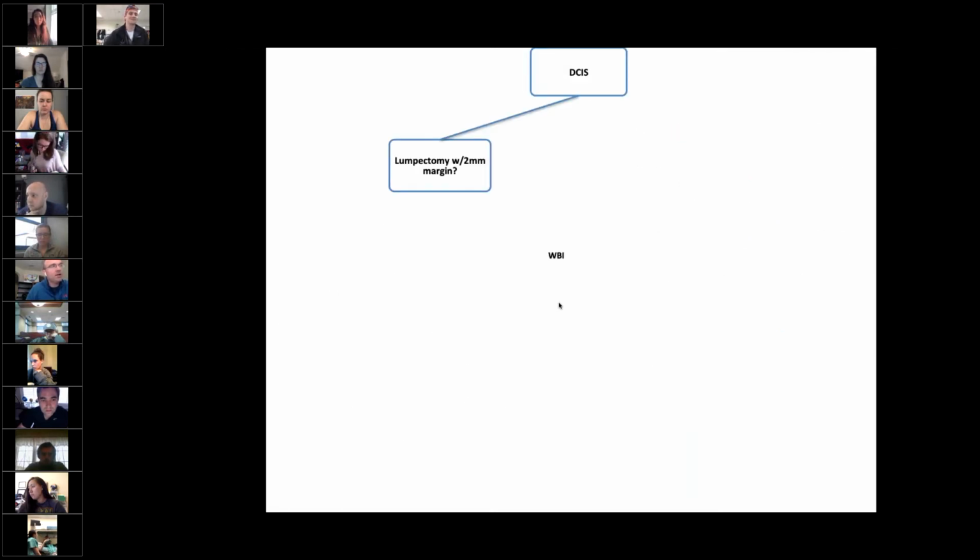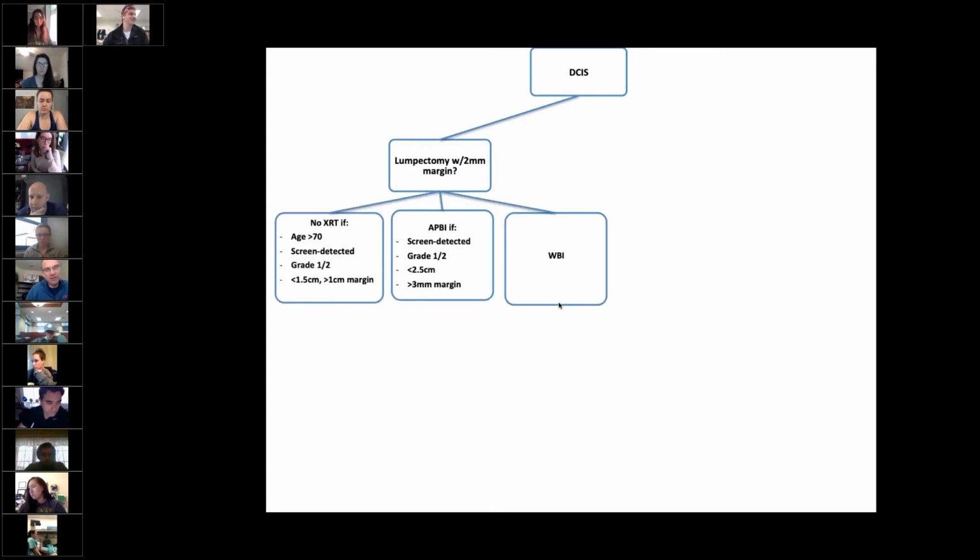So when we break this all down, for DCIS our options are lumpectomy with a 2 millimeter margin plus radiation, one of these three types of radiation, or one of these two types of radiation, or no radiation if they're older. And there are some subtleties to that, but I don't want you to worry too much about that. The other option, if they're not going to get a lumpectomy and radiation, is mastectomy. So a young woman who absolutely refuses radiation for whatever reason needs a mastectomy.